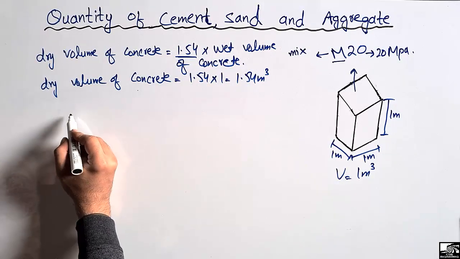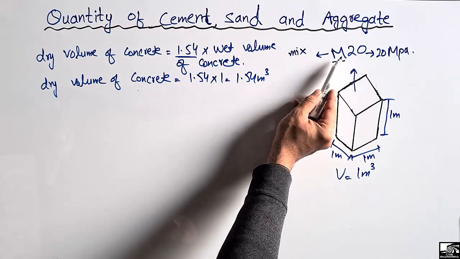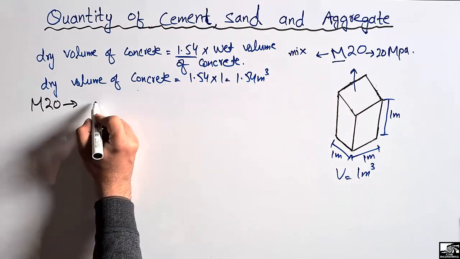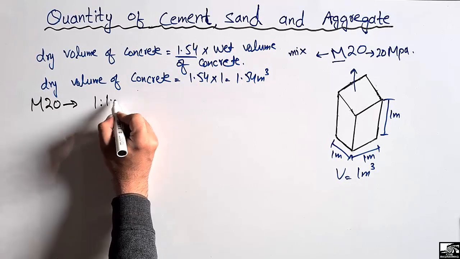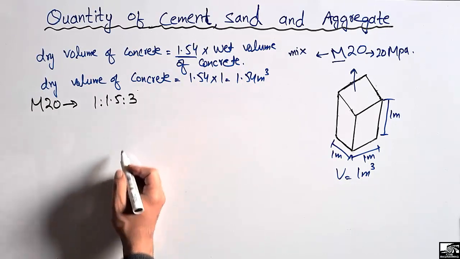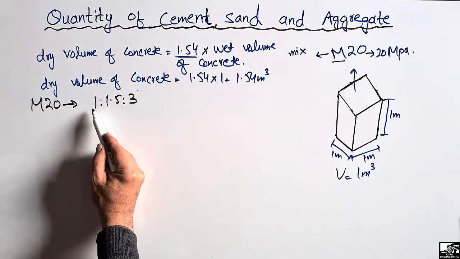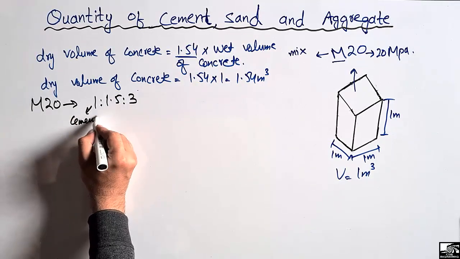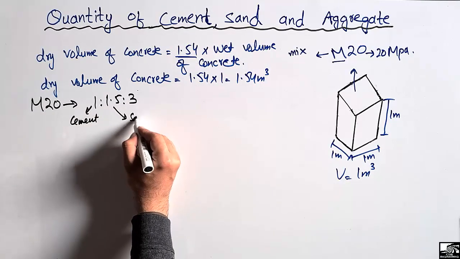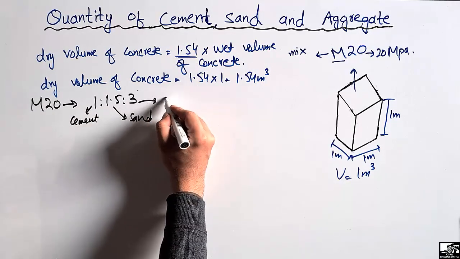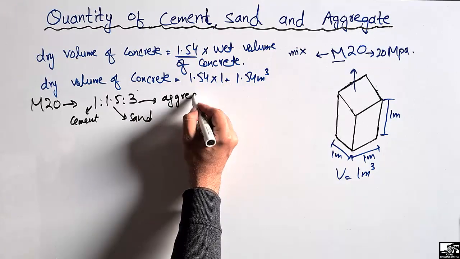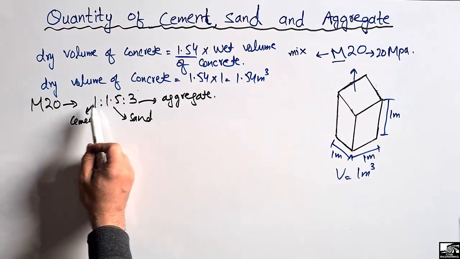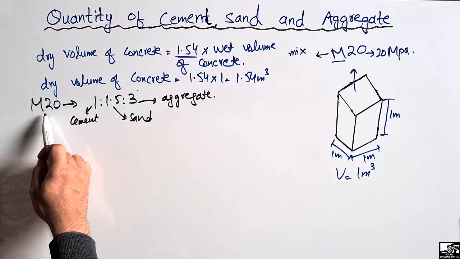So we also know that this M20 grade has a mix ratio of 1:1.5:3, where this 1 shows the quantity of cement, this 1.5 shows the sand, and this 3 shows the aggregate, the coarse aggregate. So this is the ratio for the M20 grade.